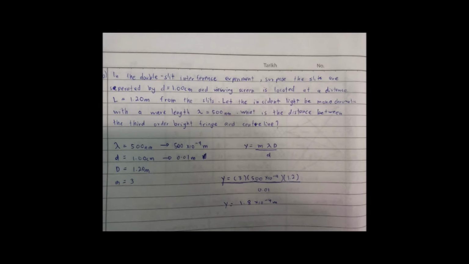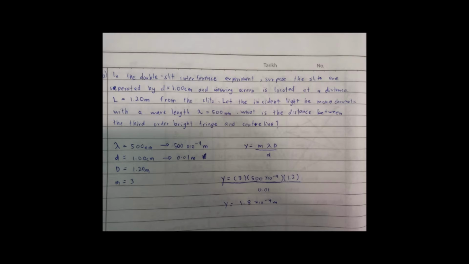Question 3b. In the double slit interference experiment, suppose the slits are separated by d equal to 1 cm and the viewing screen is located at a distance L equal to 1.2 meter from the slits. Let the incident light be monochromatic with a wavelength lambda equal to 500 nanometer. The question is, what is the distance between the third order bright fringe and the central line?